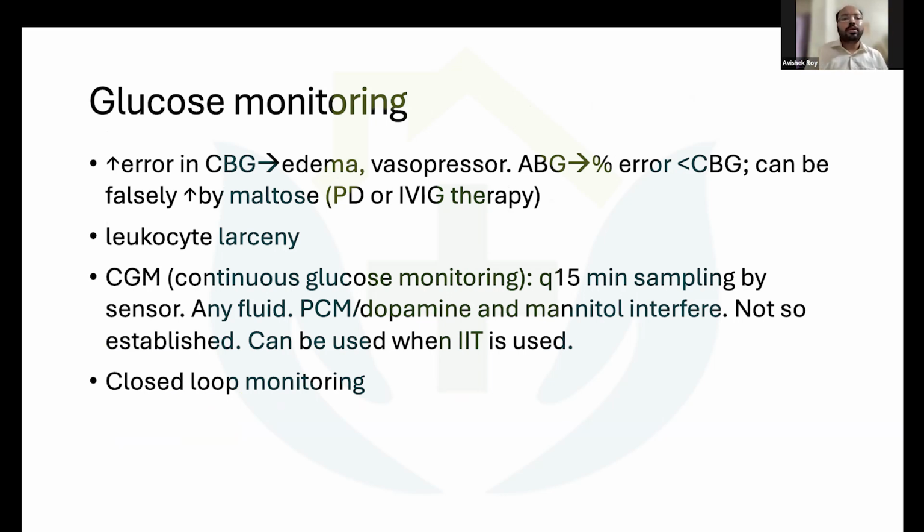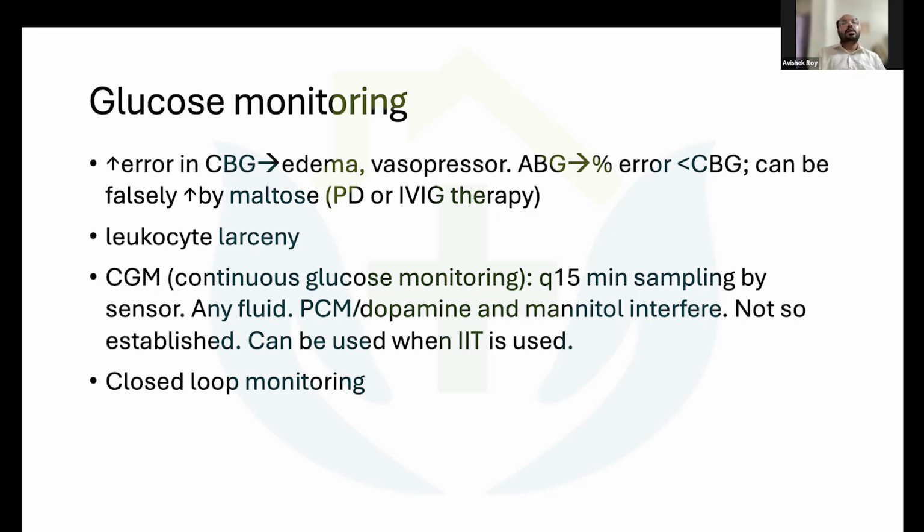What are the methods of glucose monitoring? Generally, we go by the capillary blood sugar method, but as usual in ICU patients, there is a risk of less perfusion because of vasopressor requirement. Patients may have significant edema. So all these things lead to a significant amount of error, and the error can rise up to as much as 30 to 40%. So your sugar level might read 40, but the actual sugar level might be somewhere between 60 to 70, which makes a huge difference.